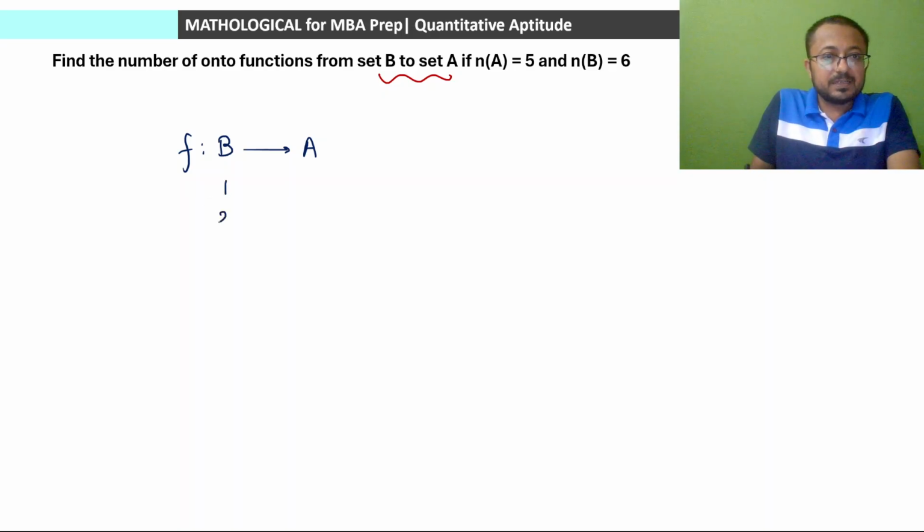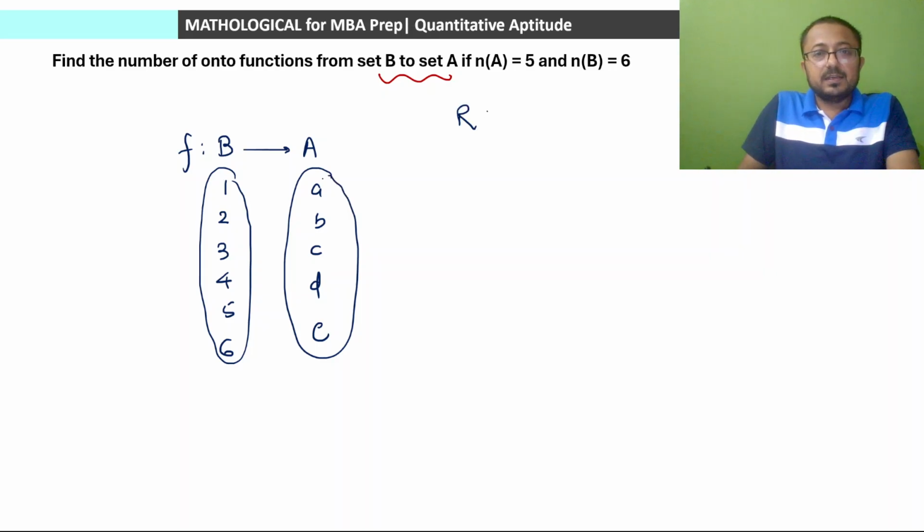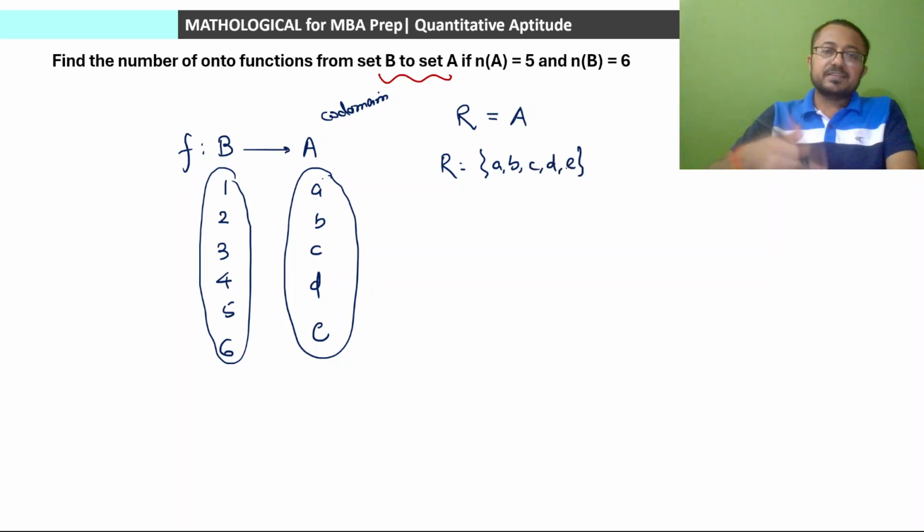Let us say the 6 elements in set B are 1, 2, 3, 4, 5, 6 and in set A are A, B, C, D and E. And since we need an onto function, our range will be equal to set A, which is the codomain. So range will be equal to A, isn't it so? And the range will contain all the elements A, B, C, D, E. We have a total of 6 elements in our domain, 5 elements in our range.